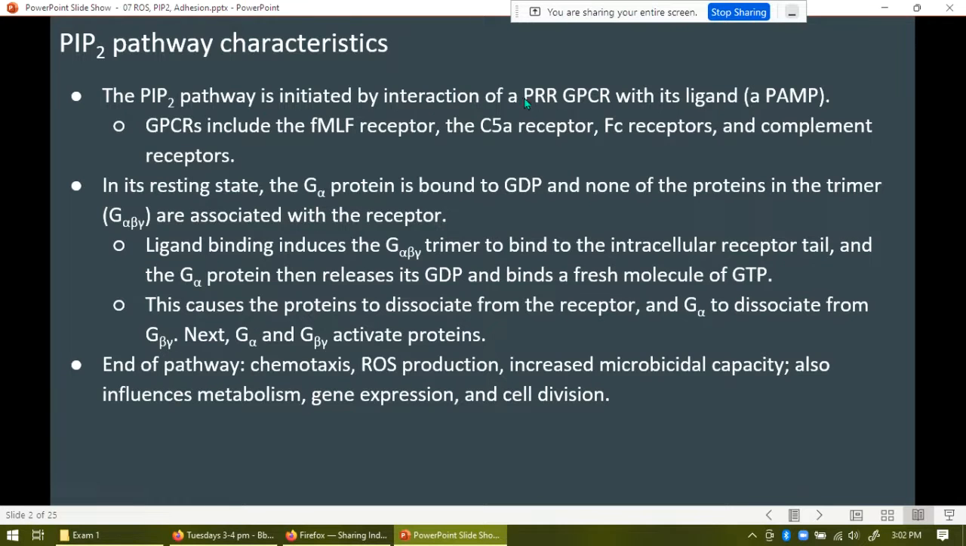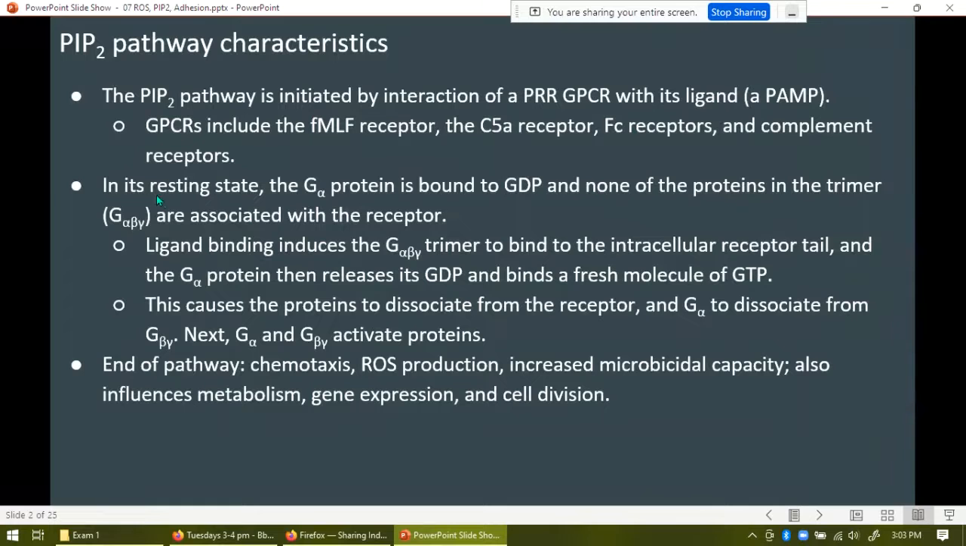So the PIP2 pathway you should associate with G protein coupled receptors. Any of the pattern recognition receptors that are G protein coupled receptors can initiate the PIP2 pathway. And they're going to bind to their ligand, usually a PAMP or an antibody or complement protein, and trigger this pathway. So the G protein coupled receptors in the innate immune system include the FMLF receptor, the C5a receptor, and probably the C3a receptor as well, antibody Fc receptors, and complement receptors, CR1 through 5. So those are your GPCRs.